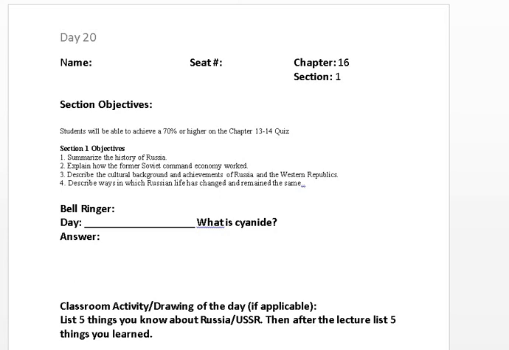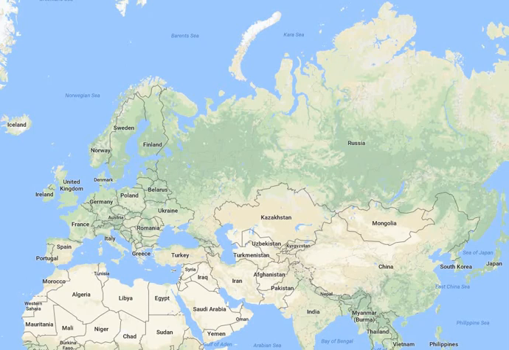So the first thing that we're going to look at is where we're talking about on the map. Now, Russia is a very, very large country, but one thing we need to know is that when maps start getting near the poles, way up north, the countries get stretched out a little bit. If you look at this map compared to the map in the back of the room, this map shows Russia being a little bit smaller.